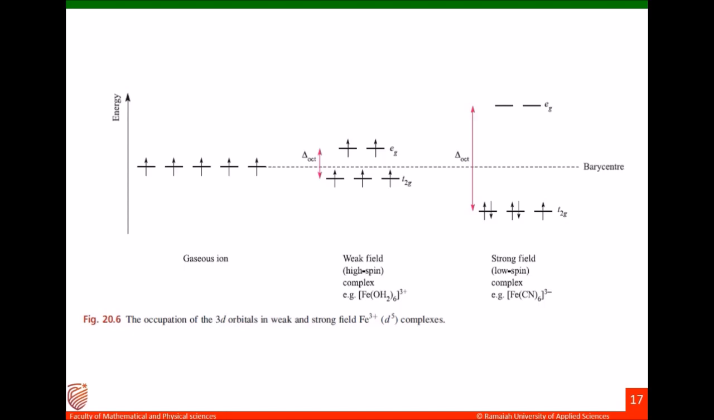We can now relate the types of ligand with a preference for high or low spin complexes. Strong field ligands such as CN minus favor the formation of low spin complexes, that means all electrons are in t2g, while weak field ligands such as halides or OH2 tend to favor high spin complexes. However, we cannot predict whether high or low spin complexes will be formed unless we have the accurate values of delta octahedral and P. So if the delta octahedral value is higher than the value of P, then it will be a low spin complex.